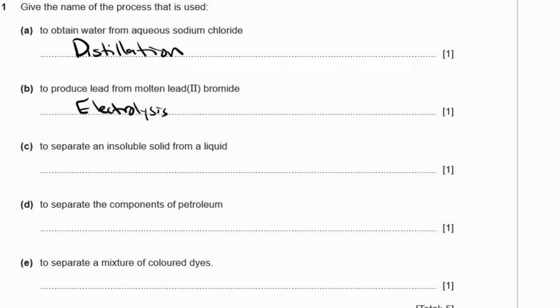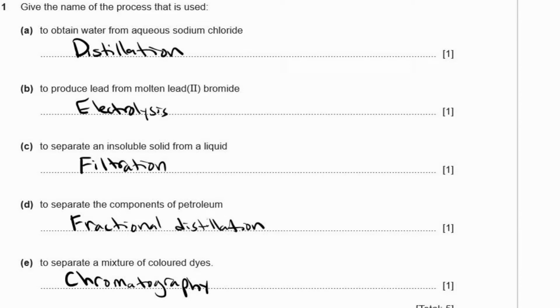So electrolysis. C, to separate an insoluble solid from a liquid. Okay, you have sand in water, you want to separate it, you filter it out. So that's filtration. D, to separate the compounds of petroleum. Okay, different boiling points, you use fractional distillation. So fractional distillation. And E, to separate a mixture of colored dyes using your pen on a piece of paper, you use chromatography. All right, let's move on to question 2.